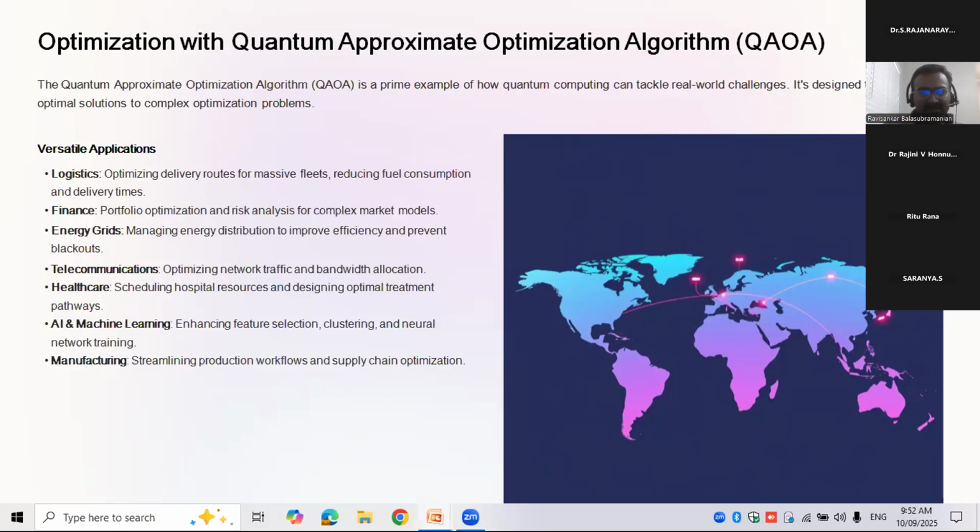In finance, portfolio optimization and risk analysis for complex market models. Energy grids: managing energy distribution to improve efficiency and prevent blackouts. In telecommunications, optimizing network traffic and bandwidth allocation. In healthcare, scheduling hospital resources and designing optimal treatment pathways. In AI and machine learning, enhancing feature selection, clustering, and neural network training. And streamlining production and supply chain optimization in manufacturing companies. So in these areas, the QAOA algorithm is being utilized.